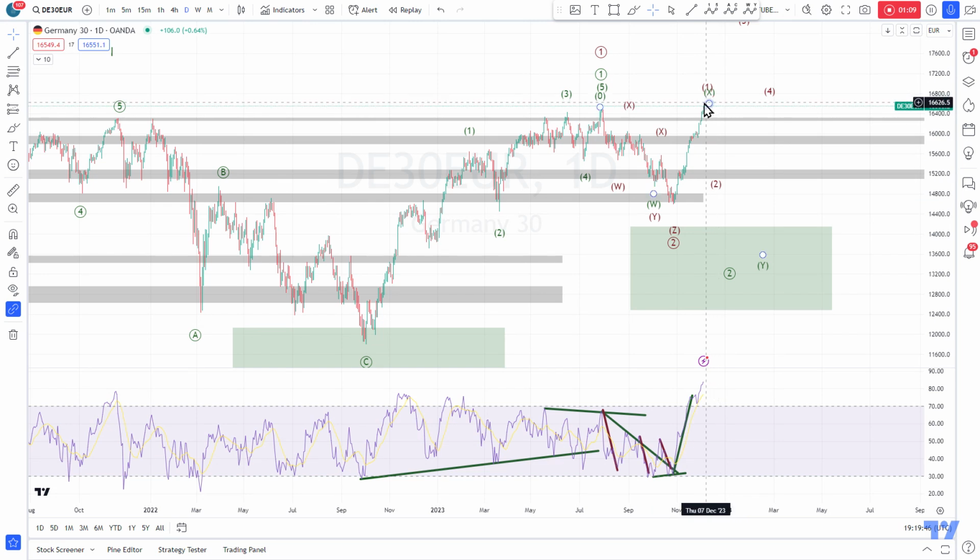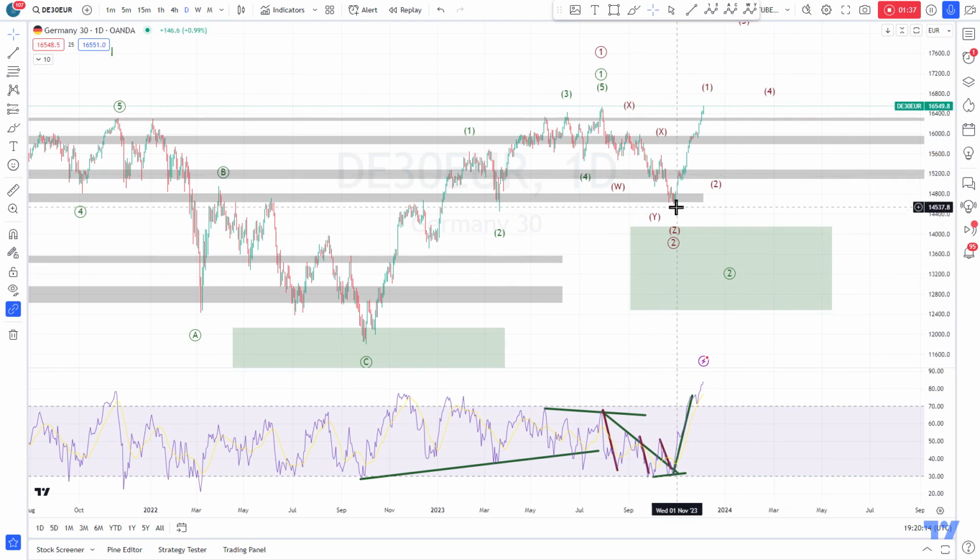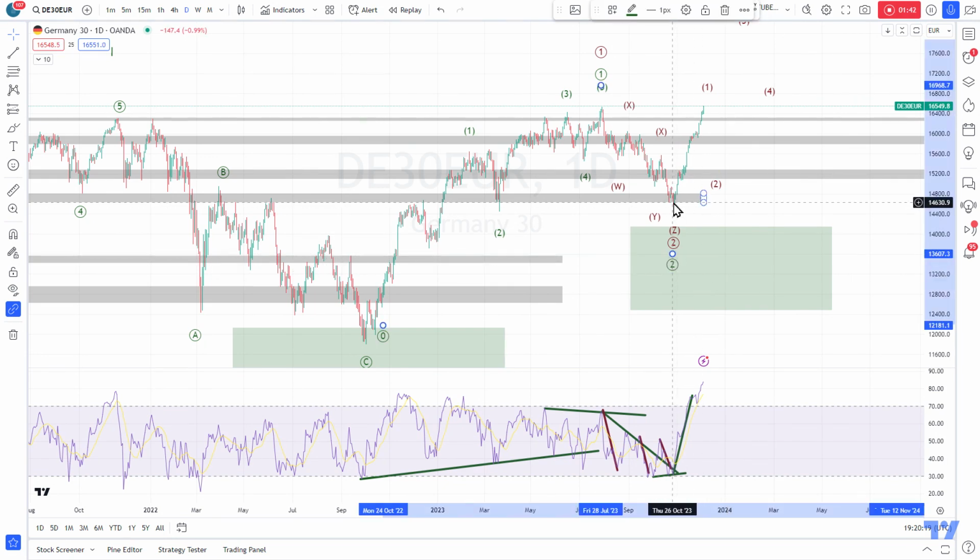So we will have to see how this further evolves. But I would say here the scenario in green, the WXY scenario as a wave 2, is invalidated by taking out the high right here. So this scenario we can take off the chart. And so now it looks like our wave 2 was in right here, the low we have right here.